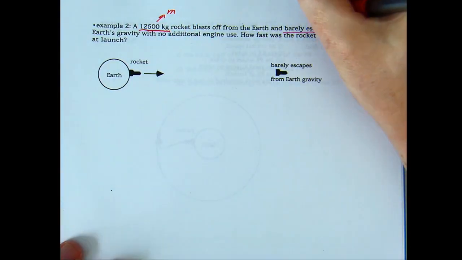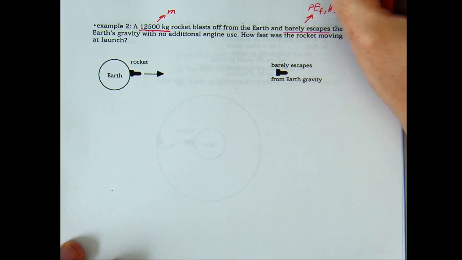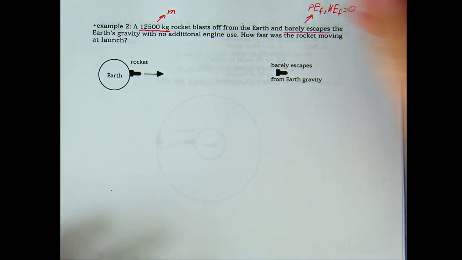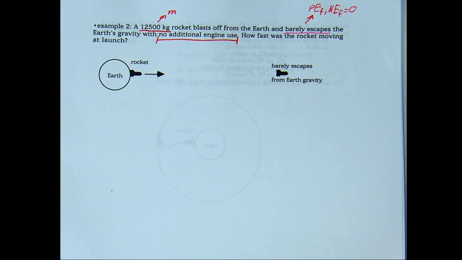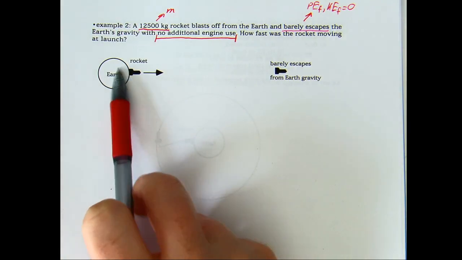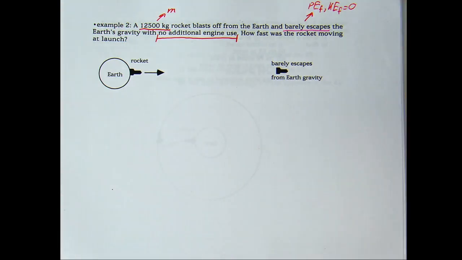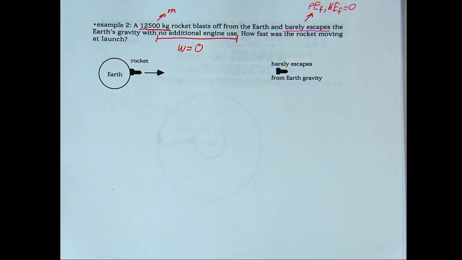We've got this idea of barely escaping, which means that PE final and KE final are going to equal zero. And we've got this language here of no additional engine use. What that means in the way that wording is interpreted is there's no work being done. We've got one massive explosion that gives us all the kinetic energy we need, and then this thing just goes. We want to know how fast the rocket has to be moving at launch for this to be true. So the implication is that work equals 0. There's no work done.